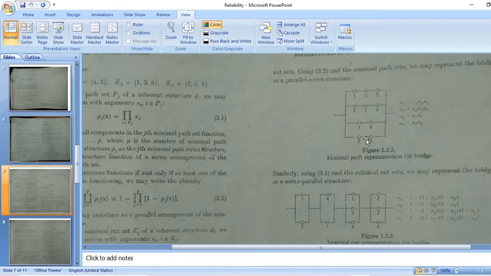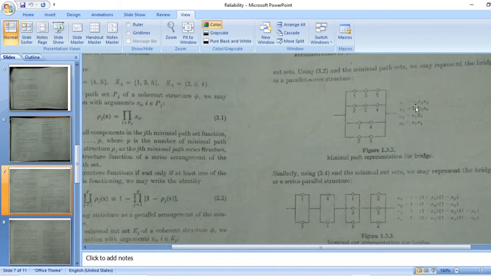Now think about these individual paths. This path is in series. 1, 3, 5 is in series. Also 2, 3, 4 is in series. 1, 4 is also in series. 2 and 3 are in series. So each path can be represented as a series subsystem. So what will be the structure?